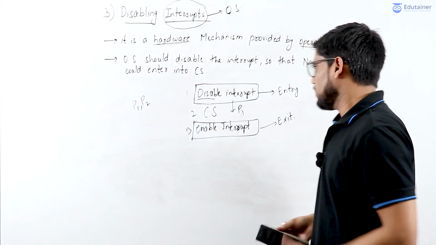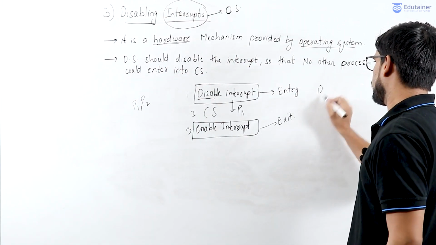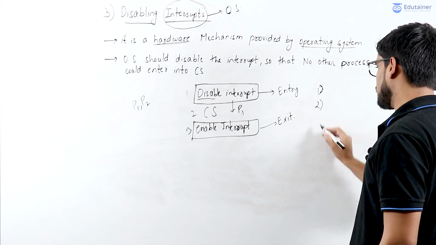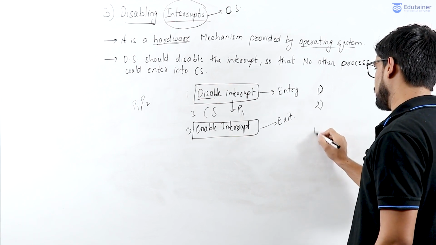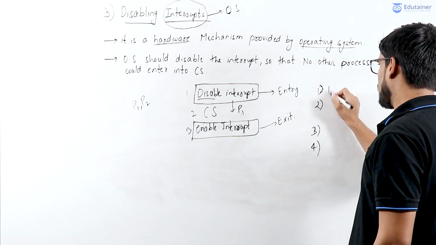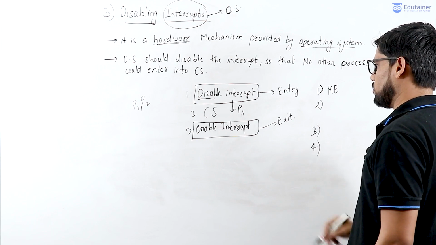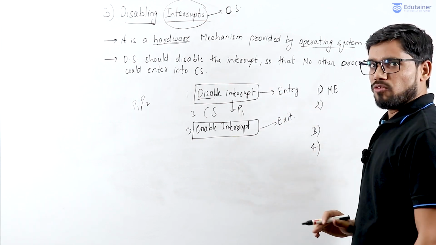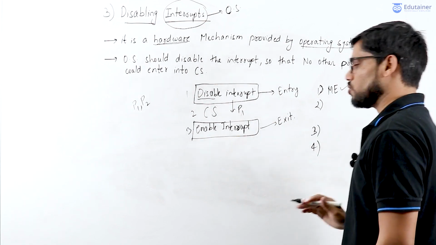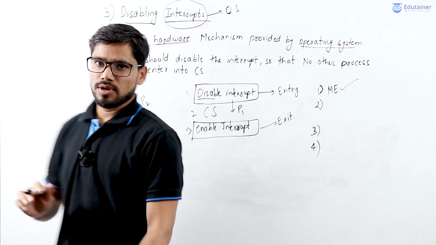Definitely we have 4 requirements. 2 are primary and 2 are secondary. The first primary requirement is mutual exclusion. Mutual exclusion is definitely provided because only one process can enter the critical section. So mutual exclusion is provided, no problem here.